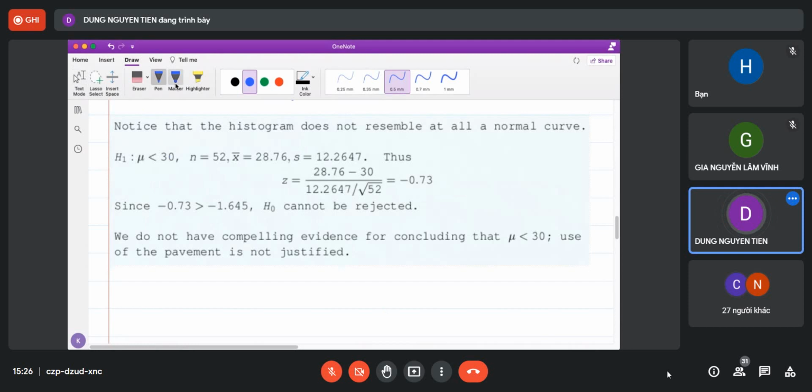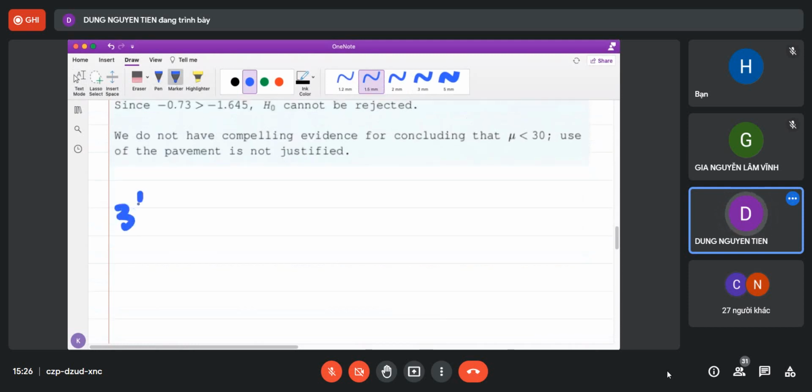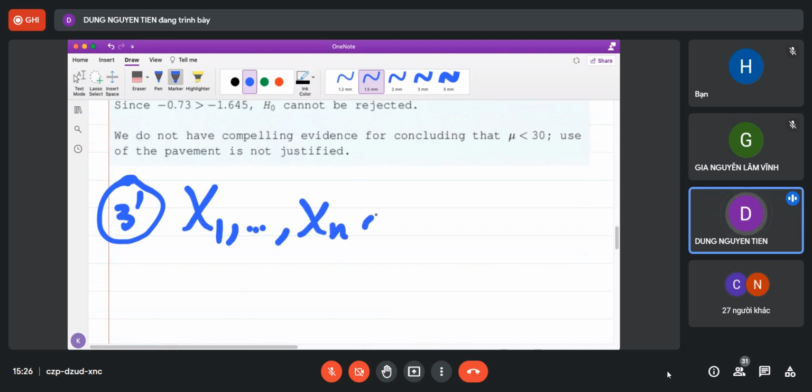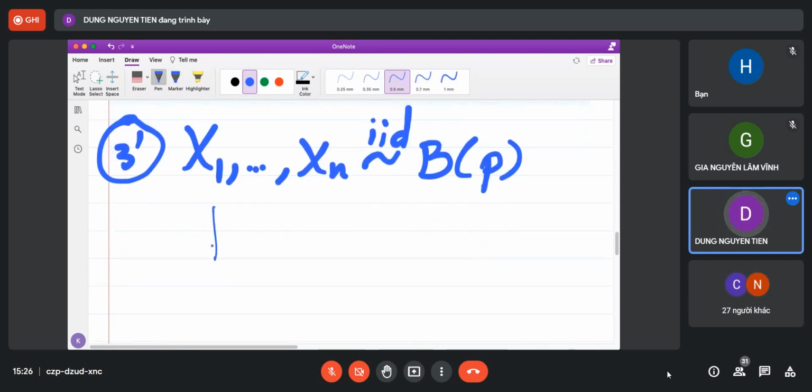I would say that is the 3' because it is not 4. I would say 3' because it is just a particular application of the third case. I suppose that all the x1, ..., xn, they are independent. Okay, again, they are independent. They have the same distribution, and that distribution is the Rayleigh distribution. Okay, so I can say that its Hi can take the value 1 or 0 with probability P or Q equals 1 minus P.